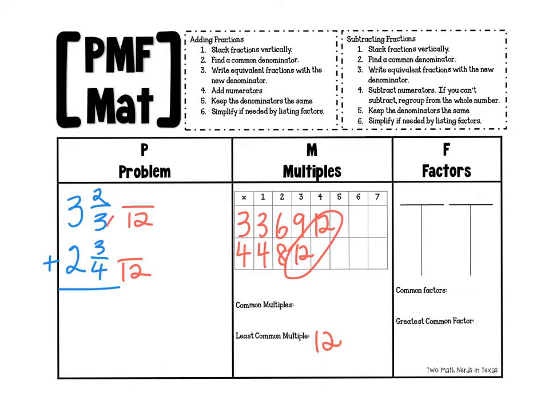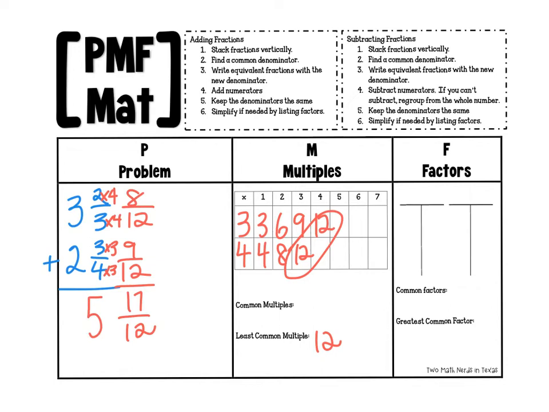So 3 times 4 is 12, so whatever I do to my denominator, I do to the numerator also. So 2 times 4 is 8. Down in my bottom fraction, 4 times 3 is 12, so 3 times 3 is 9. And now I can add my fractions. 8 plus 9 is 17, and I'm going to keep my same denominator. And 3 plus 2 is 5.